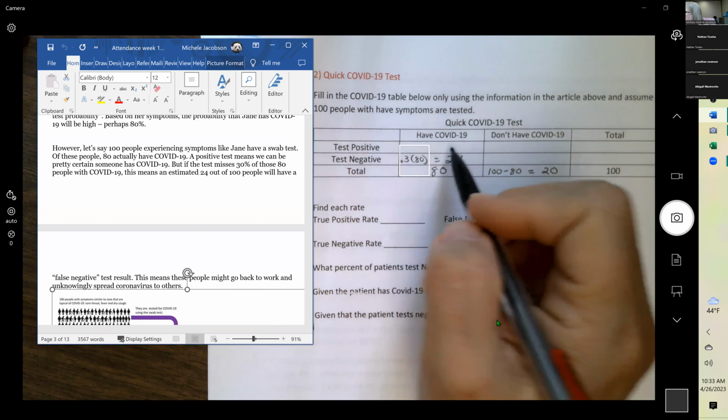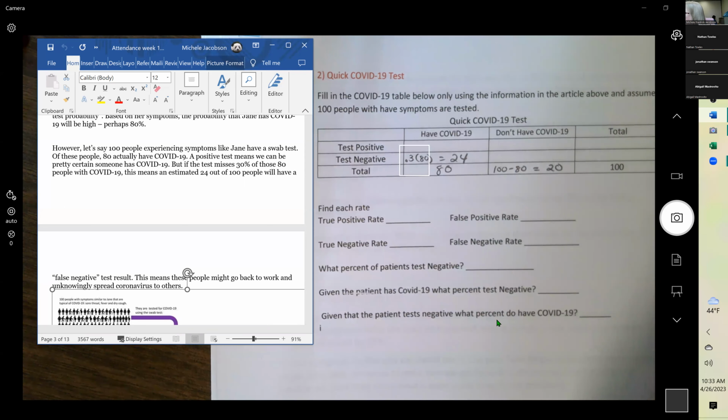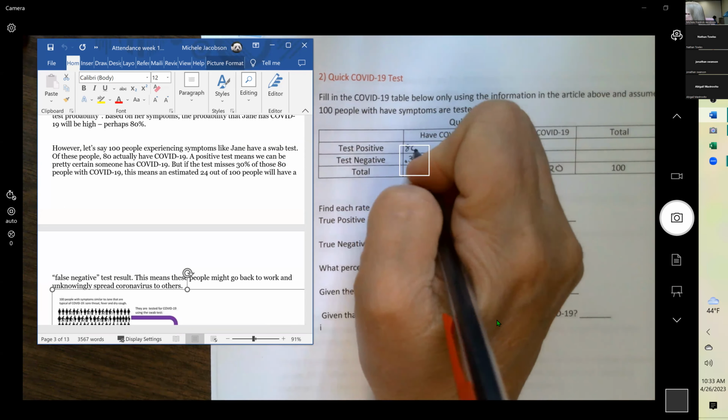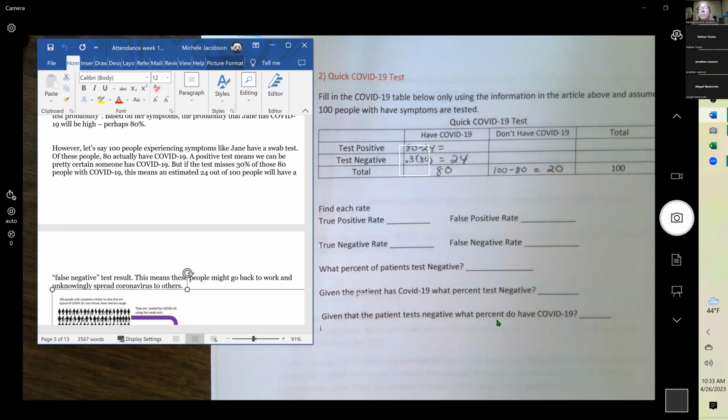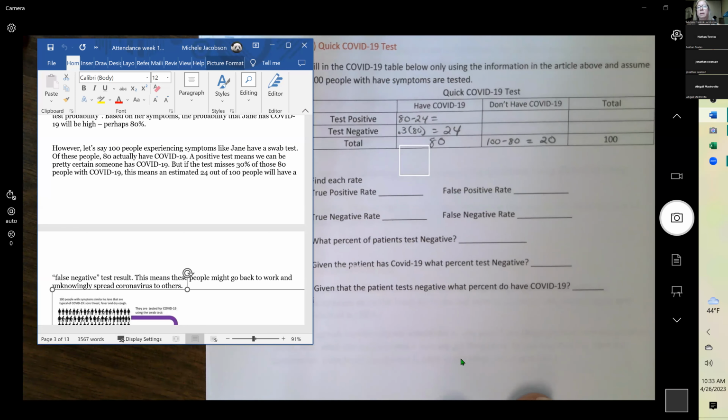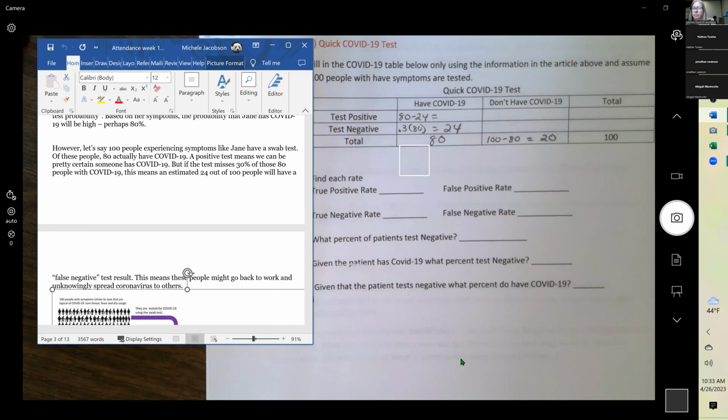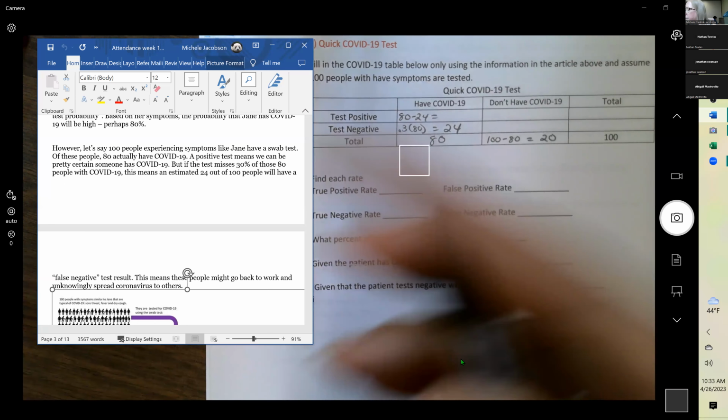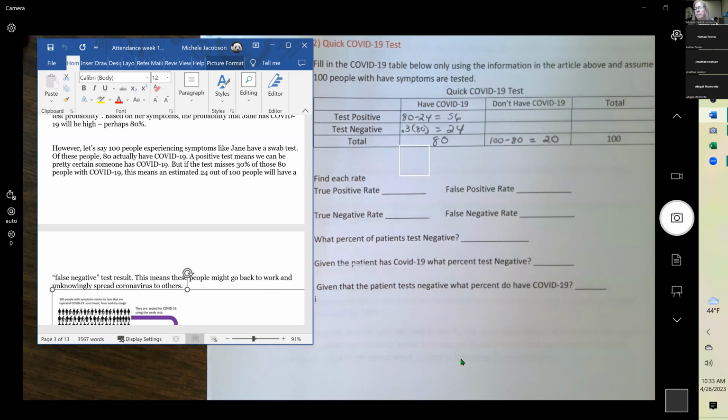Which means how many test positive and have COVID? Any questions on that part? So 24 out of 100 people have a false negative test result.